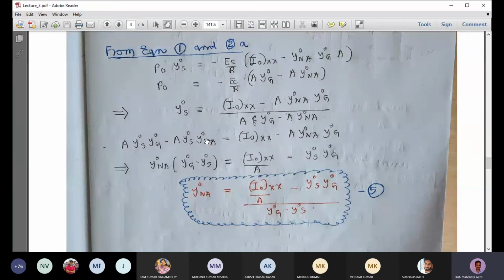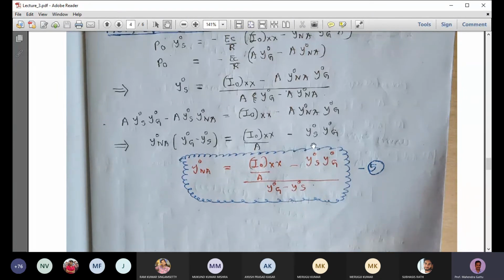And if we want to take yna common, so we have this term and this term has yna, so we'll send this term to the left hand side. We get yna into, and we first divide this entire thing by a, and then we'll send this term to the left hand side. So we get yna into yg minus ys is equal to I naught by a minus ys yg. So this ys yg we are sending to the right hand side, so it will become minus ys yg. So the y neutral axis we get as I naught by a minus ys yg by yg minus ys.